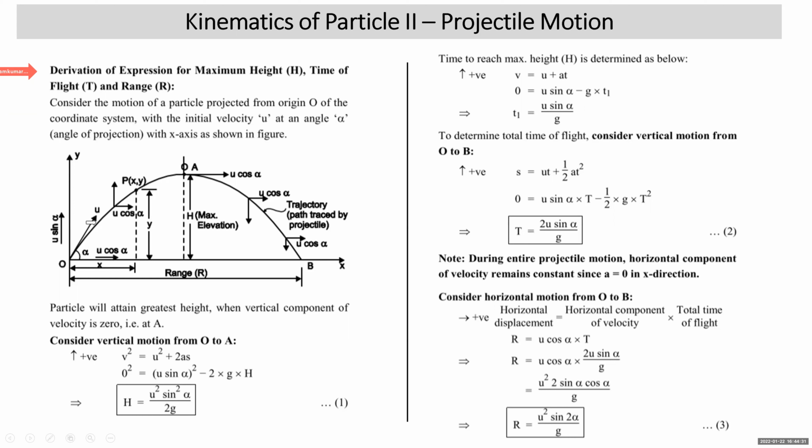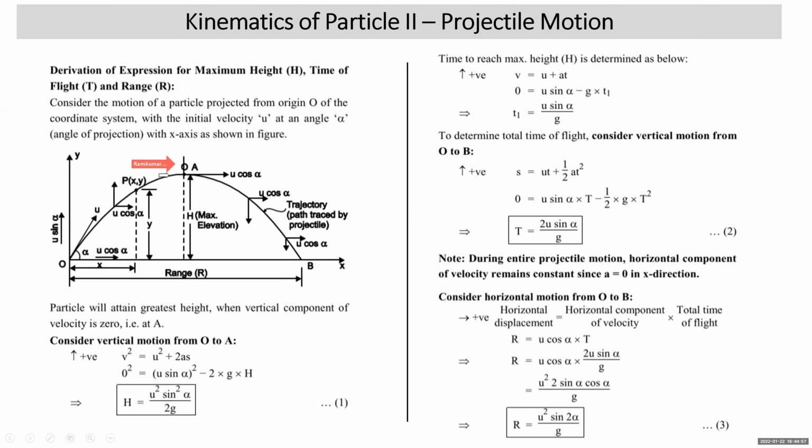Initially, the particle is thrown with initial velocity u at angle of elevation alpha. So we resolve this velocity u into horizontal and vertical components. Horizontal component is u cos alpha, vertical component is u sin alpha. Now we understand that during the projectile motion, the projectile will attain the maximum height when, for a while, it is traveling horizontally.